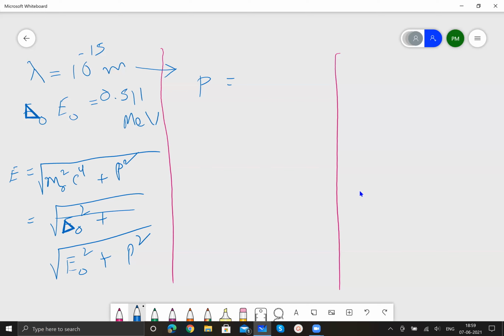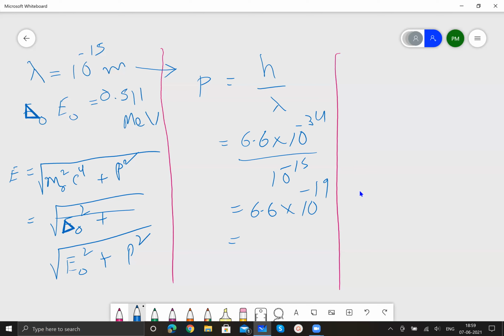This will help you to get the value of P. How? P is equal to h by lambda. Problem is over. Getting the idea is important. So 6.6 into 10 to the power of minus 34 by 10 to the power of minus 15. So it should be 6.6 into 10 to the power of minus 19. Am I right?